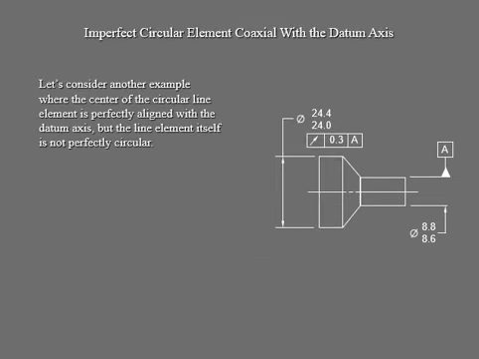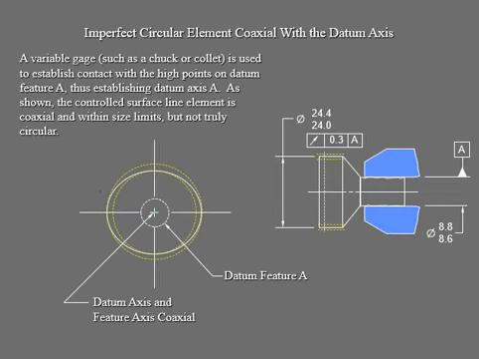So anyway, let's now consider the example where the center of that circular line, which is this one, is perfectly aligned with the datum axis right there. So the center of this circular line and your datum axis are aligned to each other, but that line element itself is not perfectly circular. Now we are going to draw our zones.